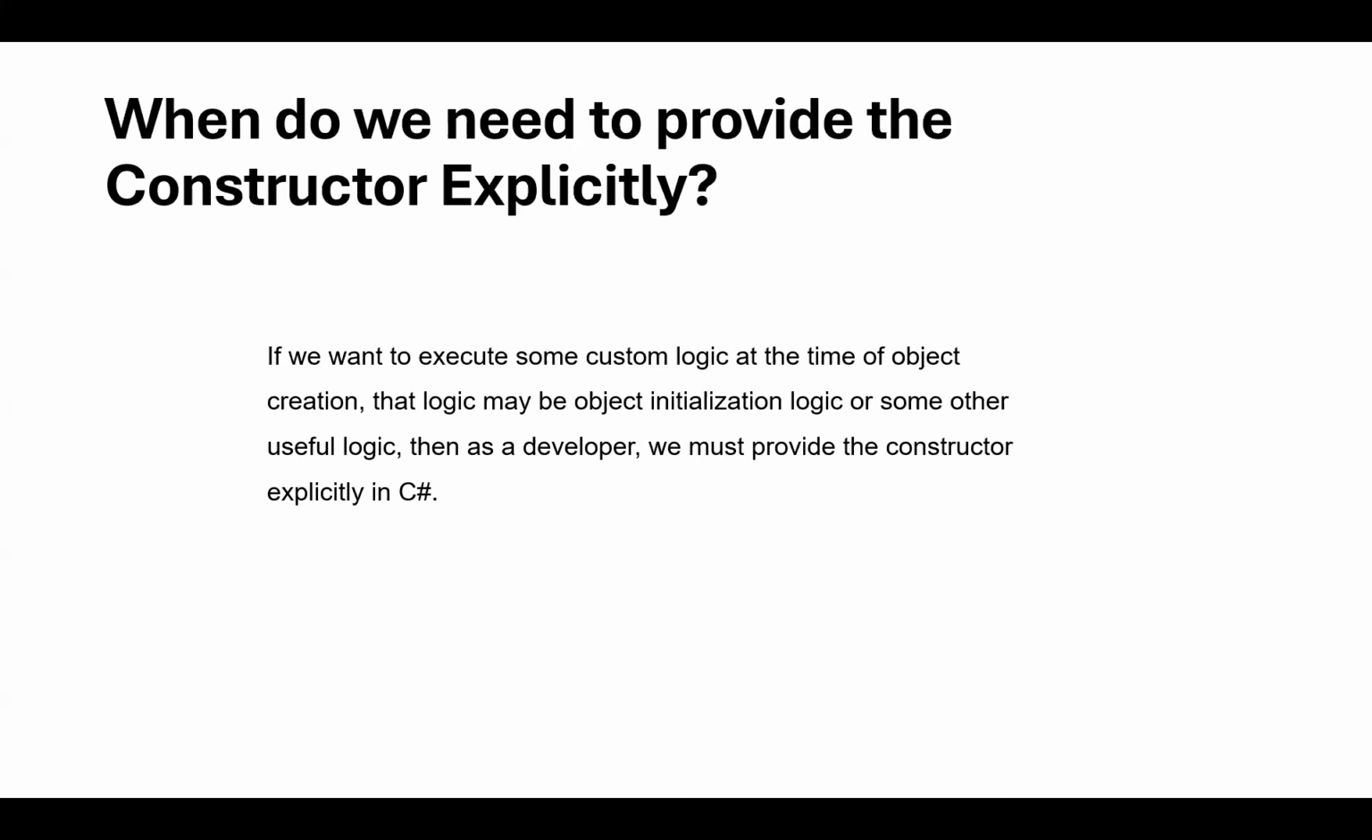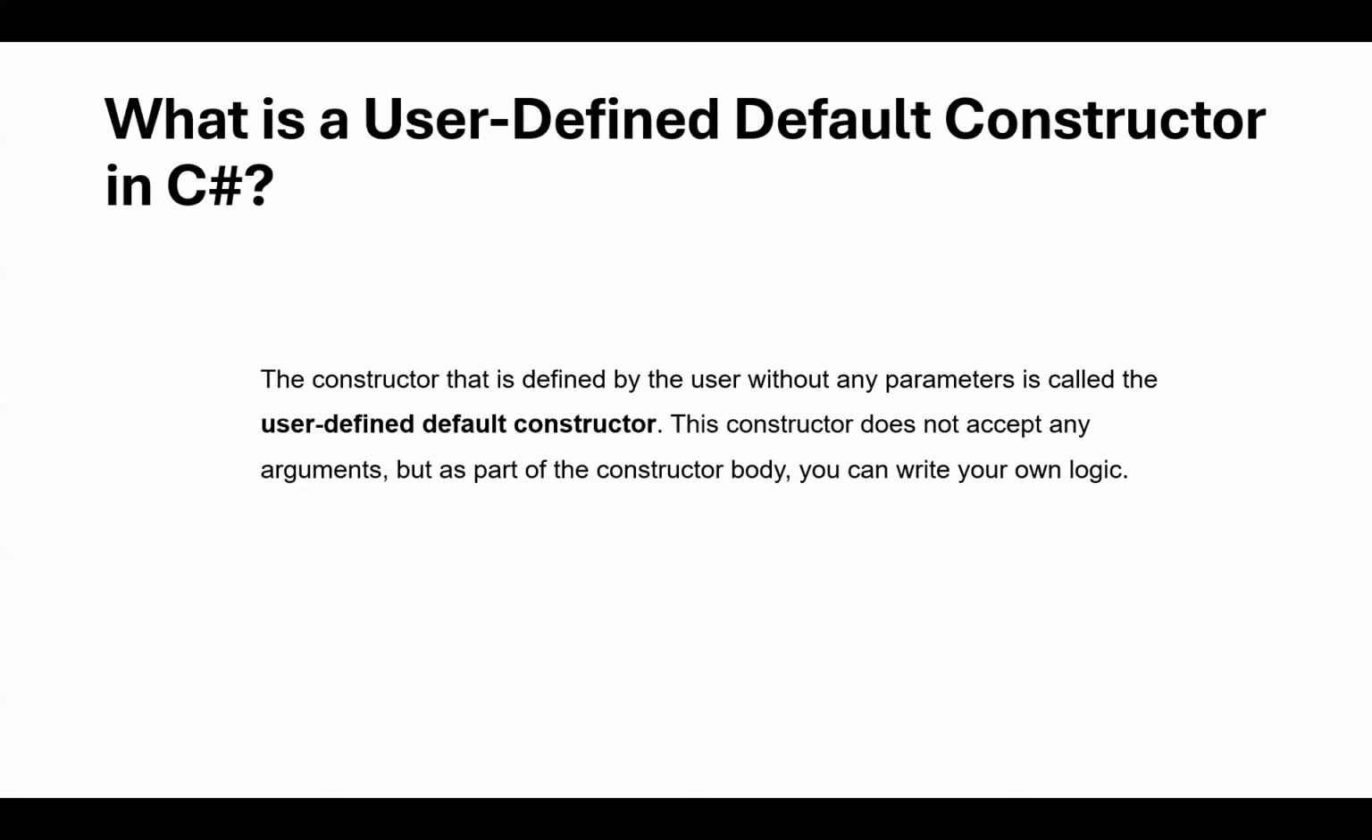So the question is, when do we need to provide a custom constructor? When you need your own logic when you initialize an object, when you create a class object. What is it? It's a constructor that is defined by the user, not the end user. At this place, I mean the developer, the programmer. So a constructor is defined by a developer or programmer.